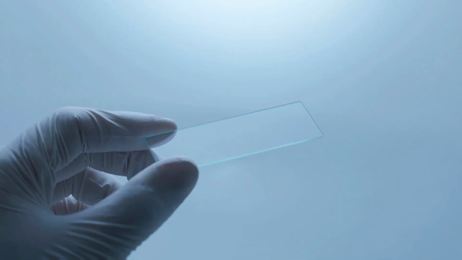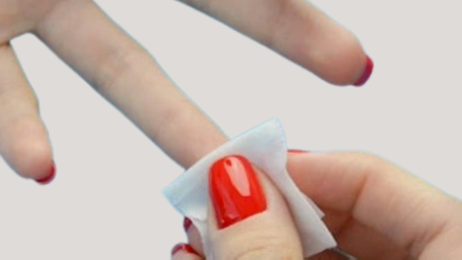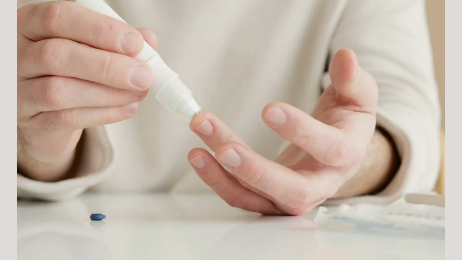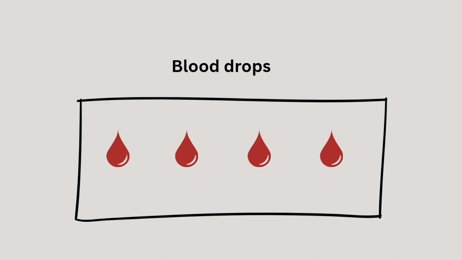First take a clean glass slide and place it on white paper or a white porcelain tile. Now rub the middle finger with an alcohol swab. Allow the alcohol to dry and prick the finger with the pricking device. Don't forget to change the needle for each person. Now place 4 drops of blood on the glass slide.